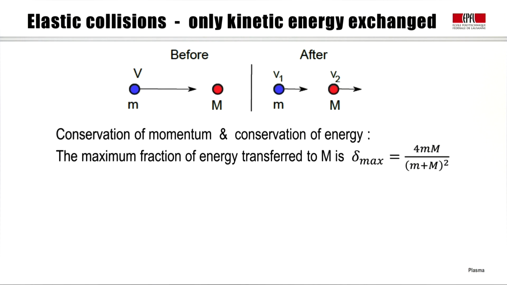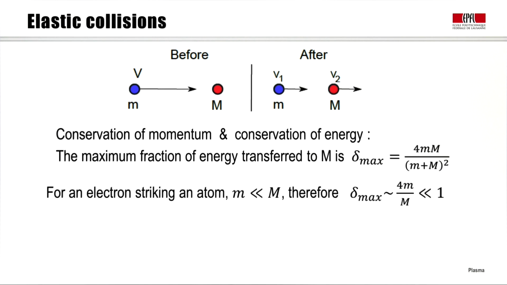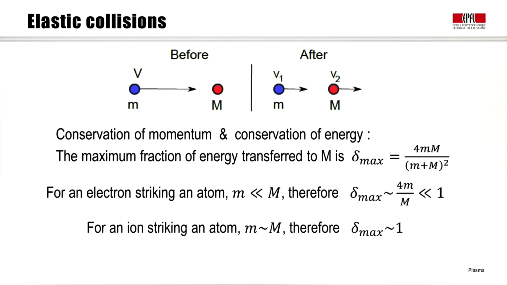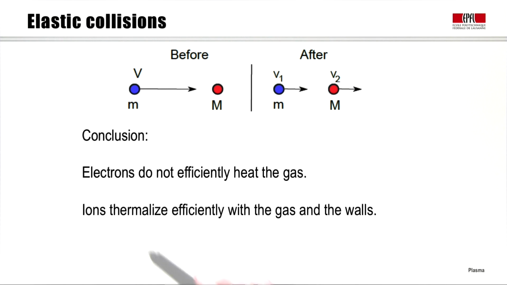We can simplify this for the case of electrons. For an electron striking an atom, m is much smaller than big M, and therefore this fraction of energy transferred is very much less than 1. In contrast to ions, where for an ion striking an atom, the masses are almost exactly the same, and therefore the fraction of energy transferred is almost 1. This has important implications for plasma physics because it means that electrons do not efficiently heat the gas.